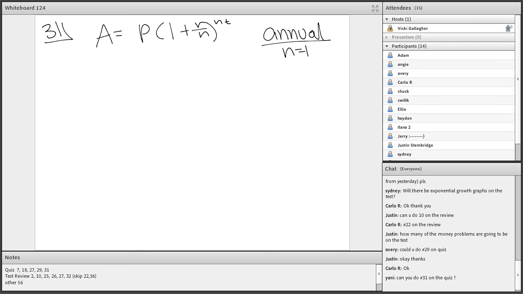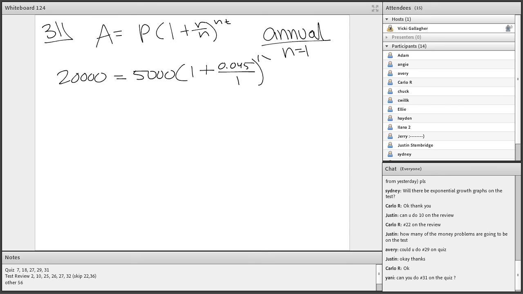It tells you that A is 20,000. And then P is the same 5,000 from question 30. 1 plus my interest rate is 0.045. I already explained that my letter N is 1 because annually means once a year. And then in this problem, I am solving for T. I don't know what T is.